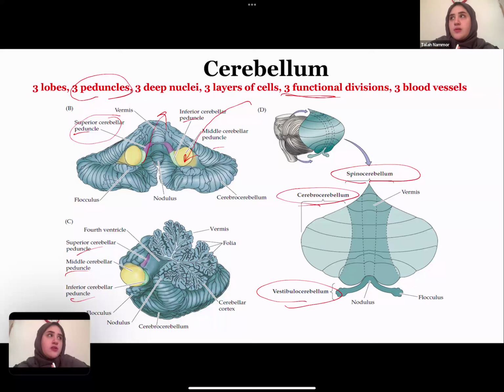So that's all you need to know. Three lobes: anterior, posterior, flocculonodular. Three peduncles: superior, middle, inferior. Three deep nuclei, we're going to name them. Three layers of cells, we're going to name them. Three functional divisions: spinocerebellum, cerebrocerebellum, and vestibulocerebellum. Honestly, I didn't get them, but I think you guys know them.